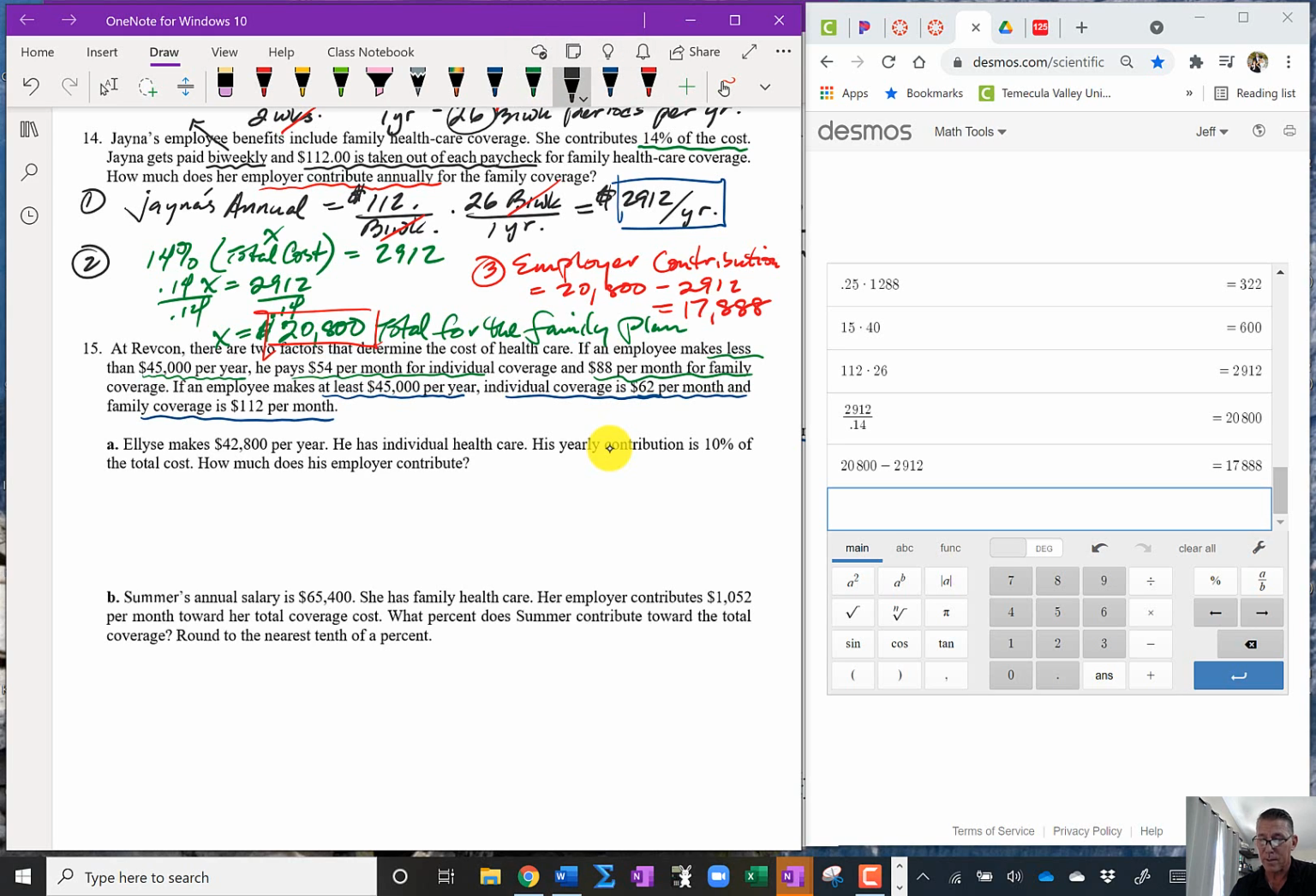Okay, she wants individual, not family. So she's going to have to pay $54 per month for individual. Her contribution is 10% of the total cost. What does her employer contribute? Okay, so here we go.